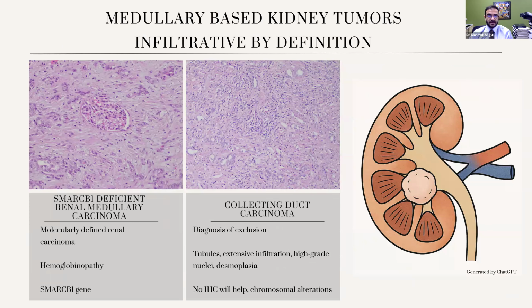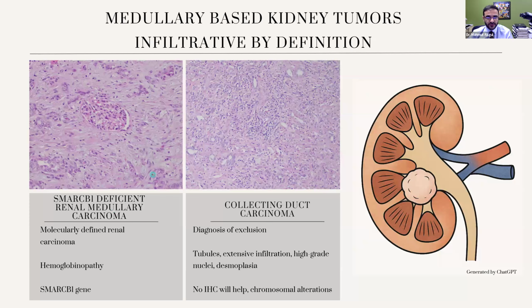They are infiltrative by definition, and we have two types of tumors. One of them is SMARCB1-deficient renal medullary carcinoma, and the other is collecting duct carcinoma. It is rationally not very convenient to start with collecting duct carcinoma, because collecting duct carcinoma is actually a diagnosis of exclusion, but due to the fact that they are prototypically infiltrative tumors, we usually mention collecting duct carcinoma coupled with SMARCB1-deficient renal medullary carcinomas.